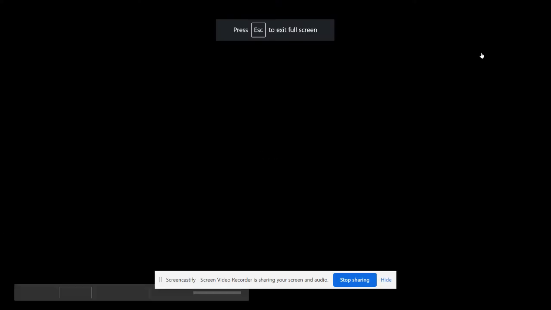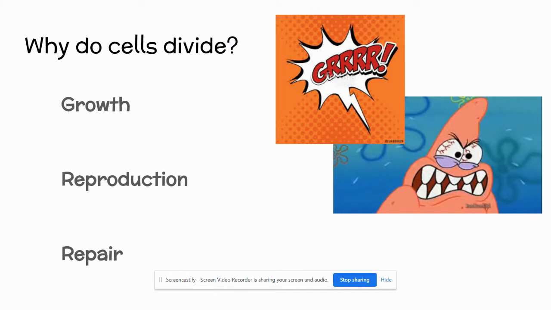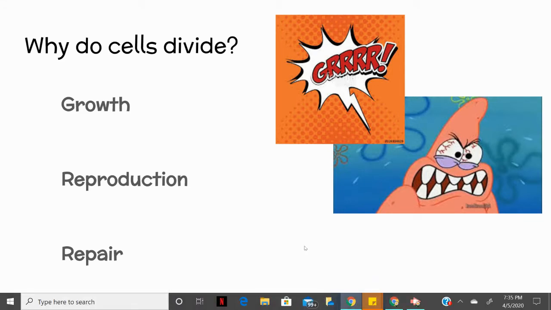Everyone. So today we are going to talk about why cells divide. So far, this has kind of been hinted at, and we've seen how cells divide, but today we're finally going to see why they divide. What is the purpose of cell division?